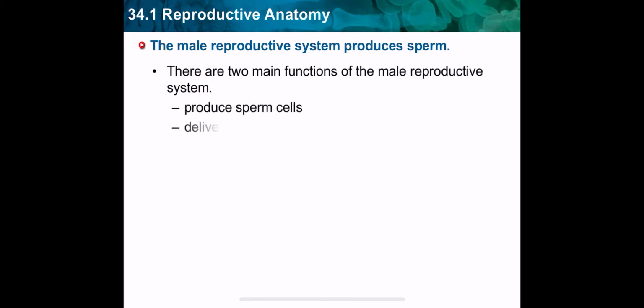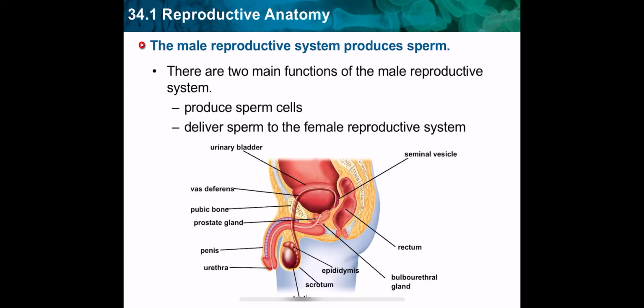Let's talk about the male reproductive system. What's the function of the male reproductive system? As we said, the female reproductive system has two main functions. There are also functions for the male reproductive system. Number one, of course, the production of sperms. So the male reproductive system produces sperm cells and helps in delivering sperms to the female reproductive system. This is the male reproductive system and organs.